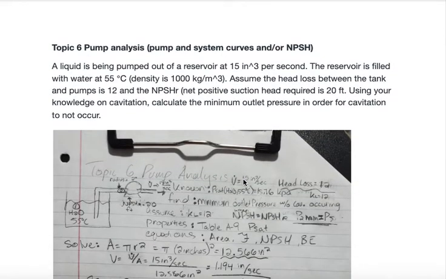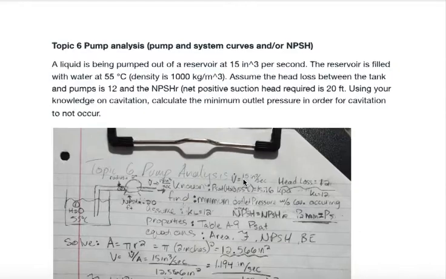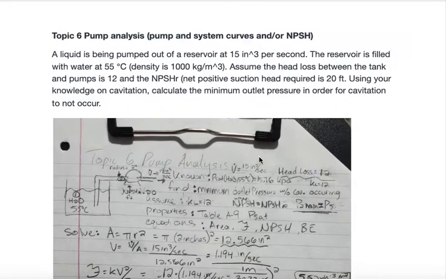Next problem is liquid being pumped out of a reservoir at a certain volumetric flow rate. The reservoir is filled with water at 55 degrees Celsius, and assume the head loss between tank and pump is 12 and the net positive suction head required is 20 feet. Using your knowledge of cavitation, calculate the minimum outlet pressure.